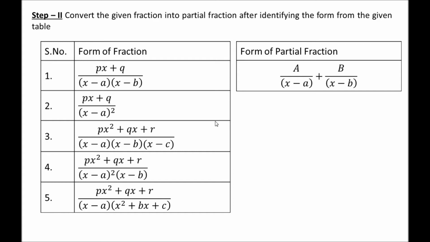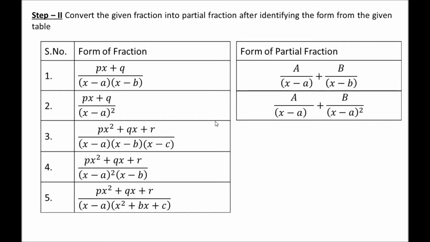Second case, after factorizing the denominator, suppose the denominator is a complete square. For example, x minus 2 whole square. If the denominator is x square plus 4x plus 2, it's x plus 2 whole square. In such cases, the partial fraction will become a upon x minus a plus b upon x minus a whole square. Now, students, very important to note here is, if you observe, it is a upon x minus a and it's b upon x minus a square.